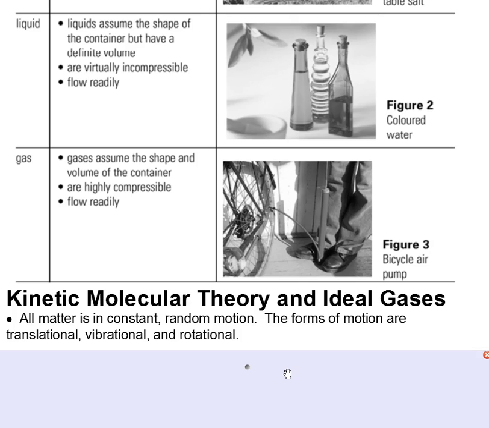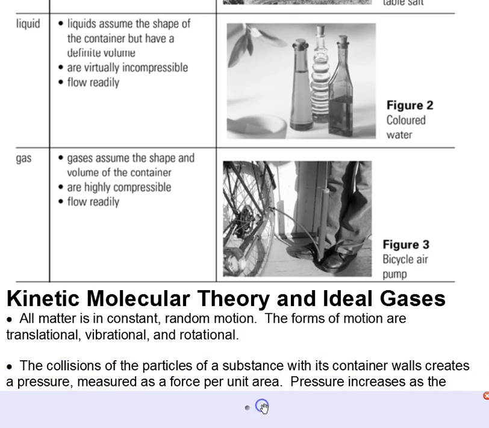We assume that all matter is always moving, constantly and randomly. Randomly in that one particle might be doing one type of motion, but another particle could be doing a totally different type of motion. It's very difficult to predict the location of a given particle because of the interactions with other particles and collisions with walls and container edges. So the motion of particles is assumed to be constant and random.